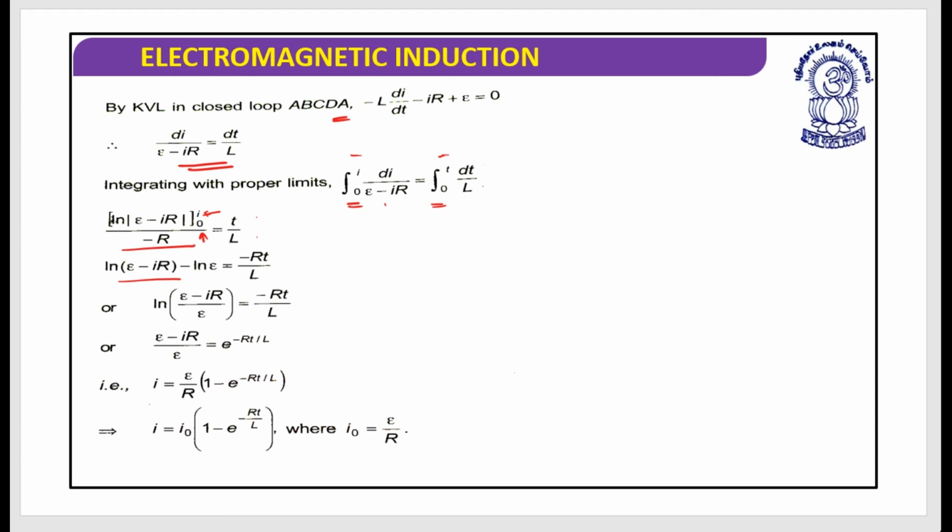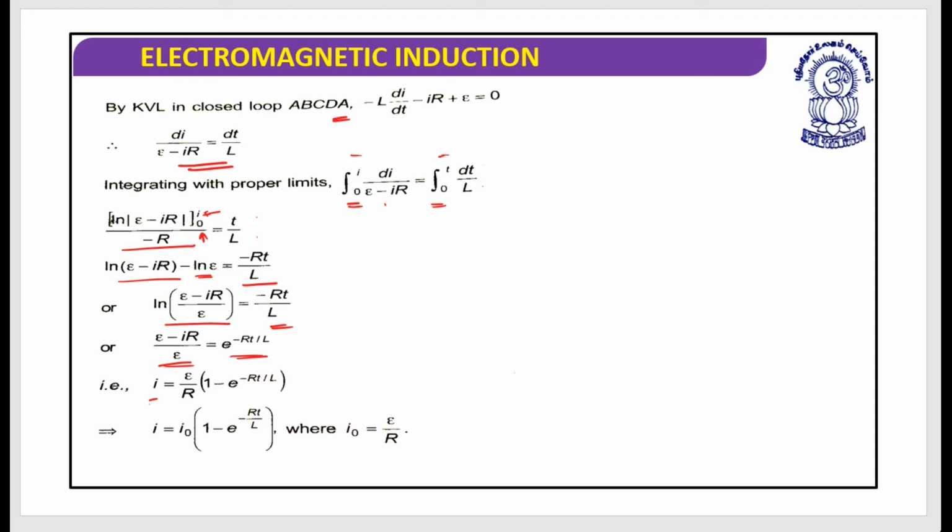So this is equal to ln(E minus IR) minus ln E, which is equal to minus RT by L. And this will be ln of (E minus IR) by E, which equals minus RT by L. If I take the anti-log on both sides, it's (E minus IR) by E, which is equal to e to the power minus RT by L.